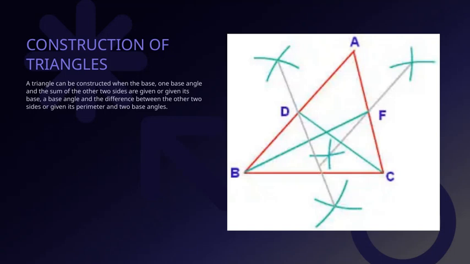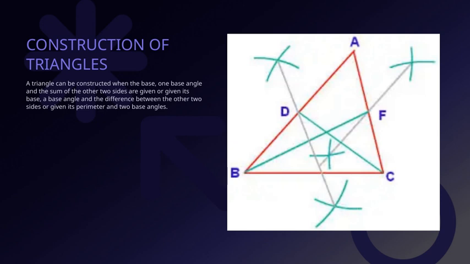Now, let's talk about the construction of triangles. A triangle can be constructed when you have specific sets of information. For example, if you know the length of the base, one of the base angles, and the sum of the other 2 sides, you can determine how to build that triangle.